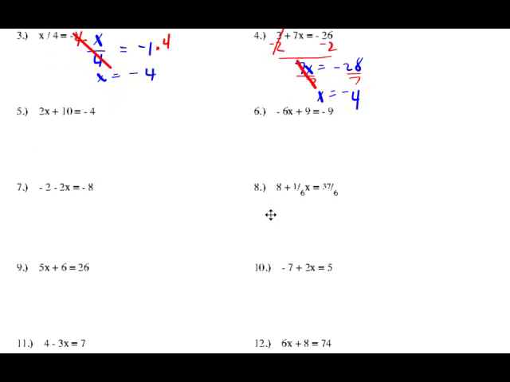Number 5. 2x plus 10 equals negative 4. So, this is just a two-step problem. Remember, you have a set of notes or a series of steps that we went over back in December, and we've been using them ever since. Check for fractions, check for distributive property, check for combining like terms, check for variables on both sides. And then, if you do all of that, then you have a two-step equation.